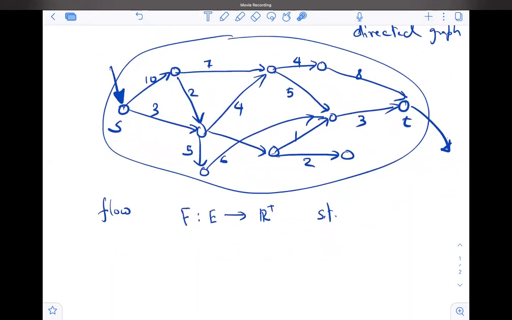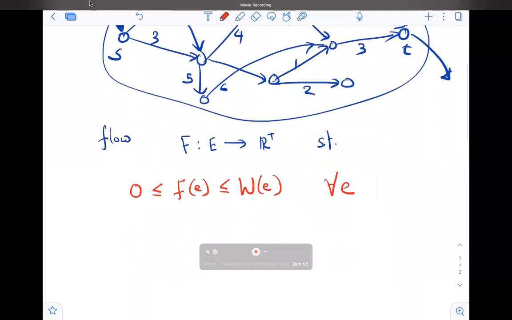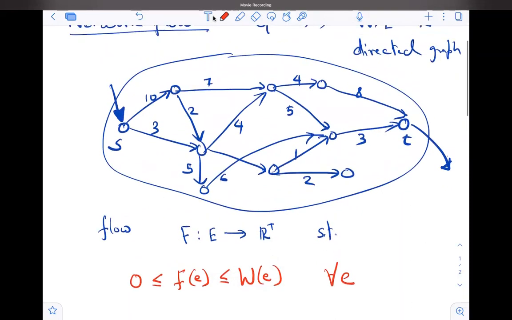As somebody pointed out, can you guys tell me what the flow conditions are? Hello, am I connected? So what are the flow conditions? 0 less than or equal to Fe less than or equal to We for all edges. Excellent. So the amount of flow that goes through an edge must be less than the weight of the edge. That's the condition, for all E. And what is the other one? From source to T, the total flow should be equal.